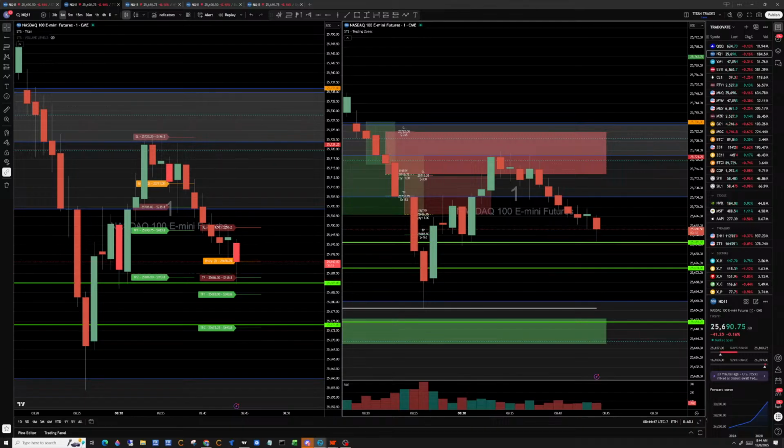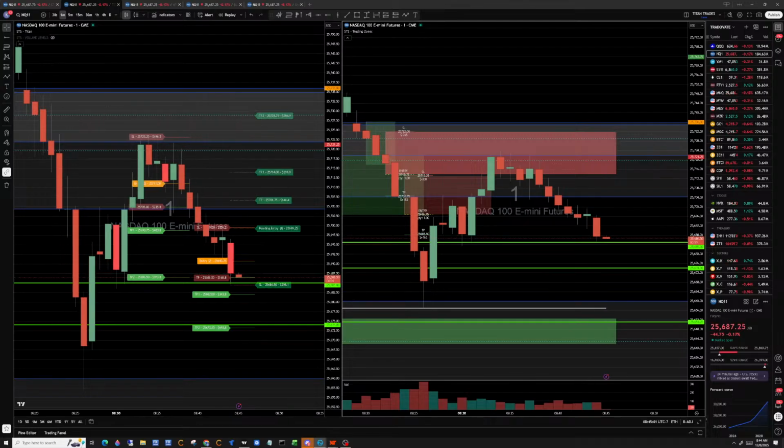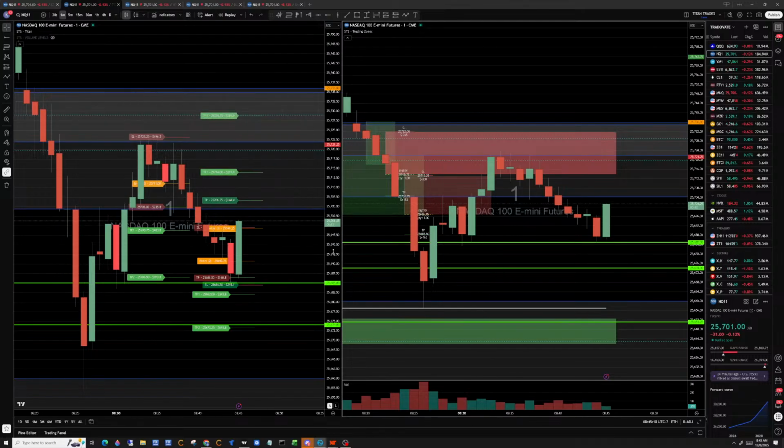Titan 1. Okay. Did it tap that zone? Yeah, it literally tapped the zone. Yep. So it looks like that one might hold up. I don't know. It sounds like it's going to be support for us right now.